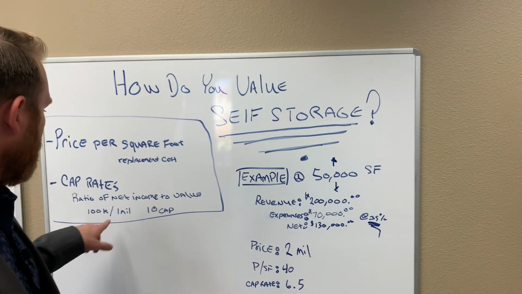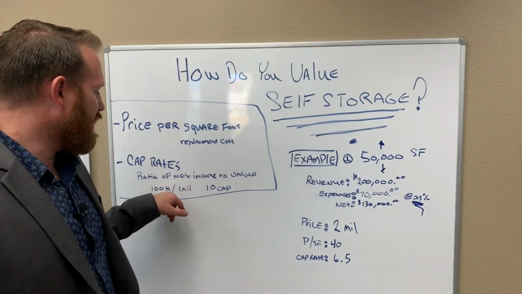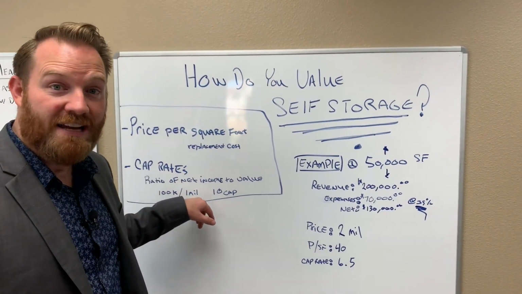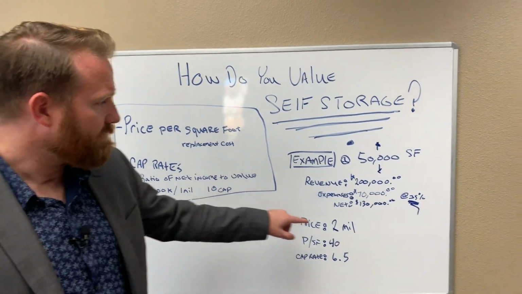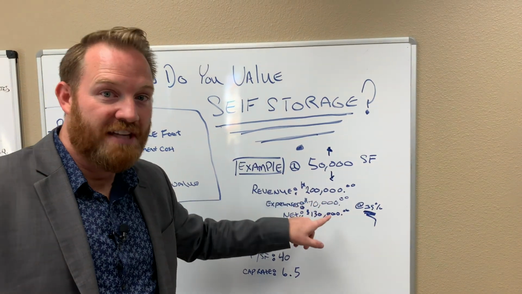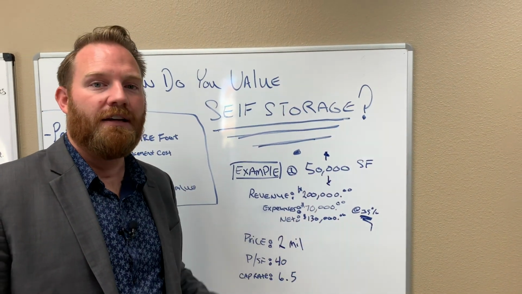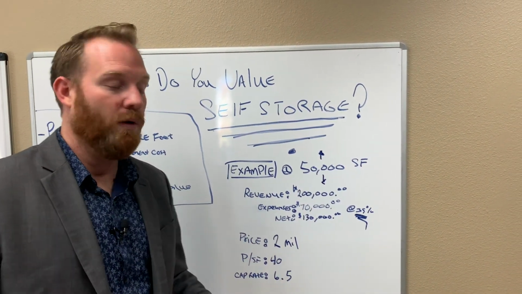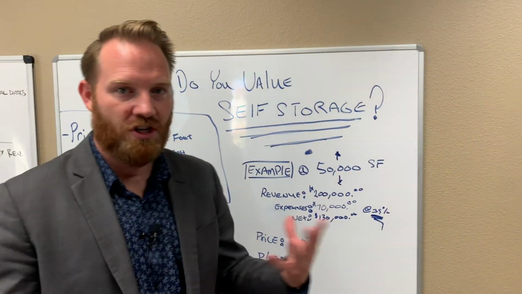Because remember, your cap rate is your net income to price. So 10% of the gross revenue gets taken out of your net. And that's a big number. Well, if the price doesn't change, it changes it.